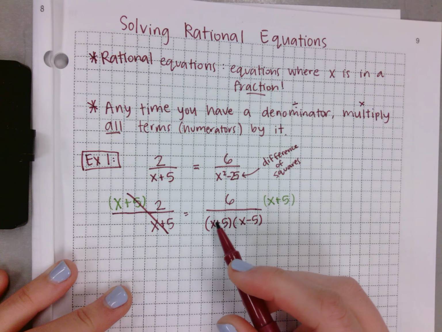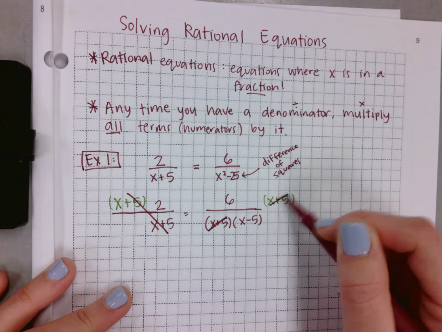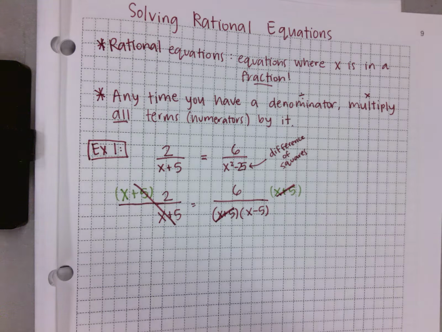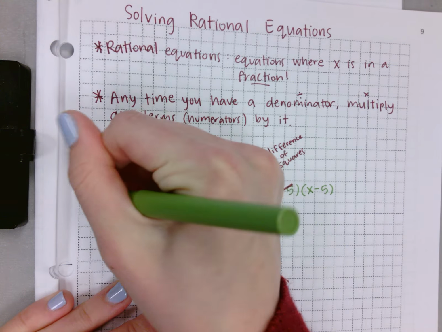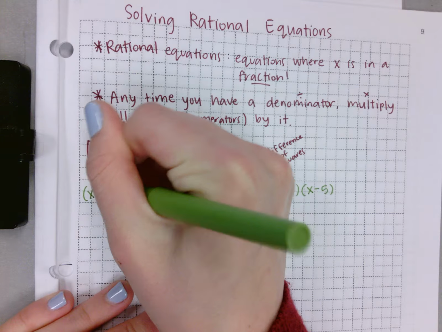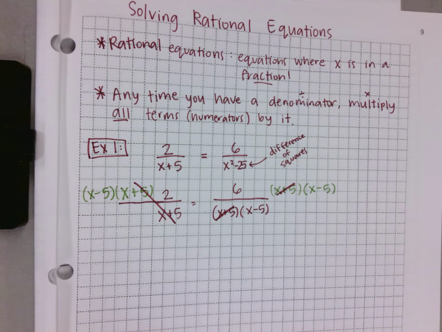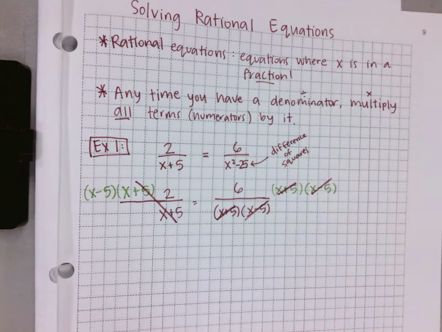I also have the x plus 5 over x plus 5 over here, so I can cancel that out as well. I still have one more denominator, x minus 5. I'm going to put that on both sides or to both terms as well. If there was two terms on this side, they would all have to be multiplied by x minus 5, and I'll show you that in our next example. So again, my denominators cancel out. x minus 5 over x minus 5 is 1.